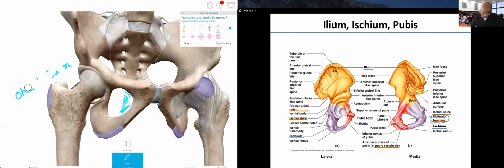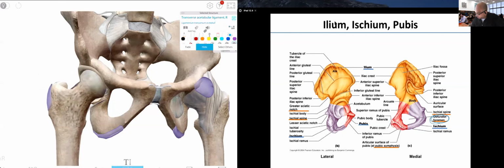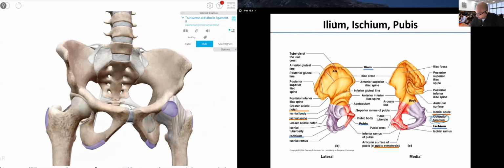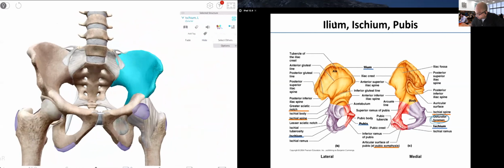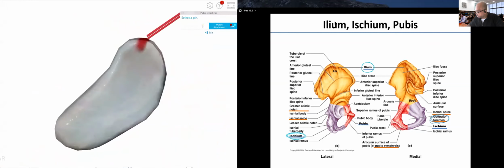All right, so we're looking on here at the different parts of the coxal bone. First, we mentioned 3 bones. Those are my ilium, ischium, and pubis. We call the joint between the 2 pubic bones my pubic symphysis.